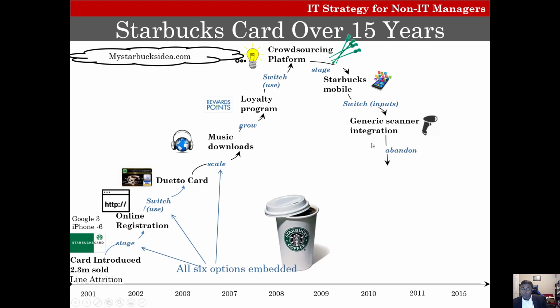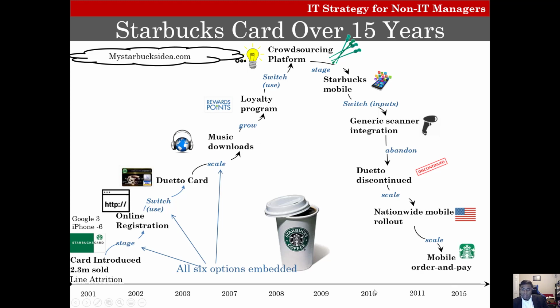So if we look at 2015, they had a nationwide mobile rollout, and now you essentially have a mobile pay and order system. You'll notice that mobile pay systems like Apple Pay and Google Wallet are still struggling to attract customers and users, whereas for Starbucks it's worked.